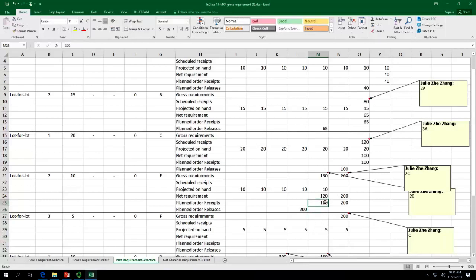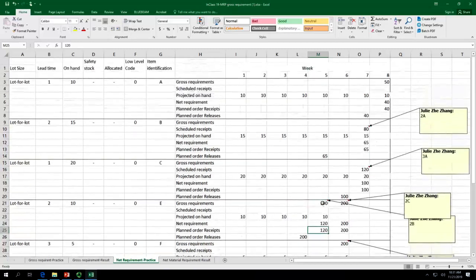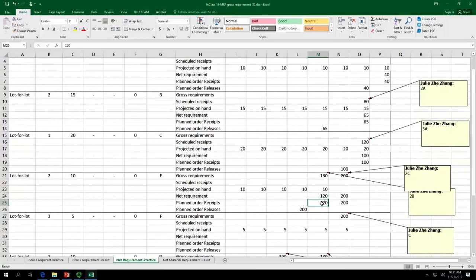The order should be like the order is planned. So these 120, you need 2 weeks to prepare. So here it is 2 weeks. In order to get this ready at the end of this week, you need to put the release order in the end of 3rd week. So this one equals 120 here.